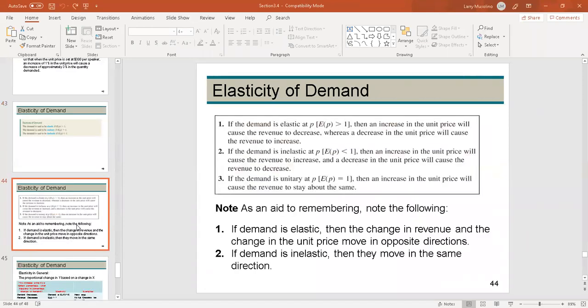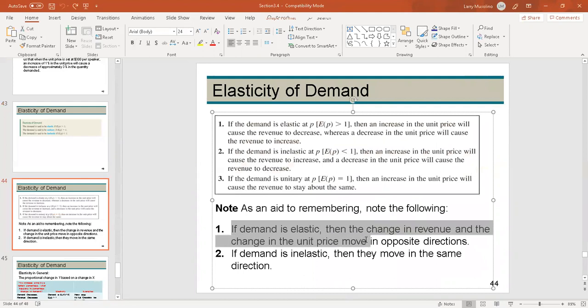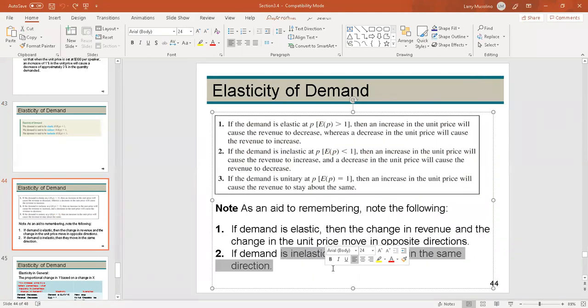You might say, well, what does that mean if the demand is elastic or inelastic? Well, it says here, if the demand is elastic, then the change in revenue and the change in price move in opposite directions. So if you increase the unit price, the change in revenue can decrease. If the demand is inelastic, they move in the same direction. So if you increase price, the change in revenue is going to increase also.